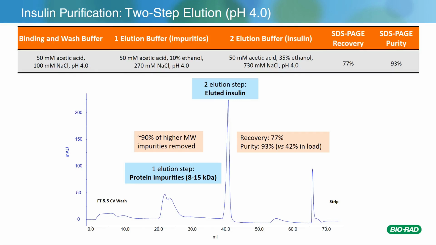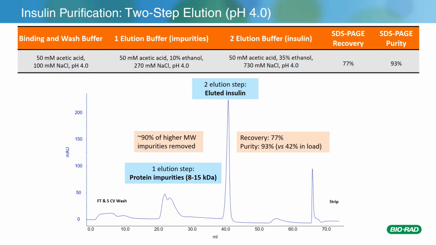The first elution buffer was 50 millimolar acetic acid, 10% ethanol, 270 millimolar sodium chloride. And the second elution buffer was 50 millimolar acetic acid, 35% ethanol, 730 millimolar sodium chloride.